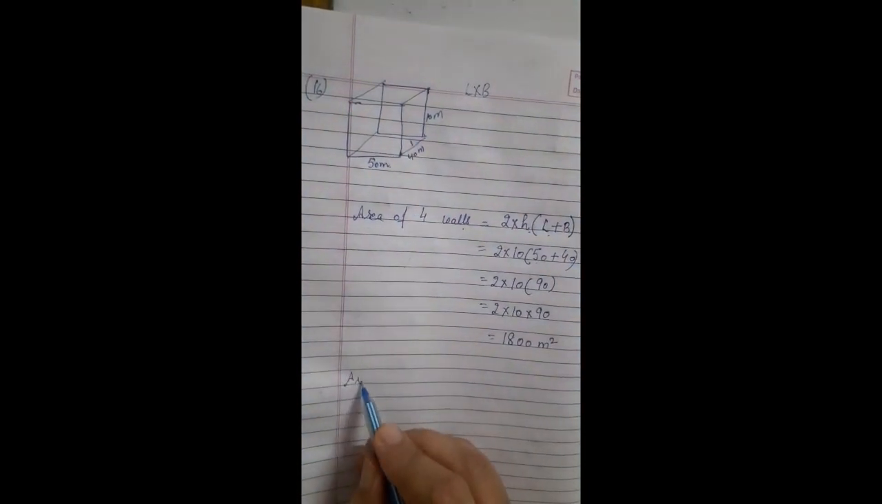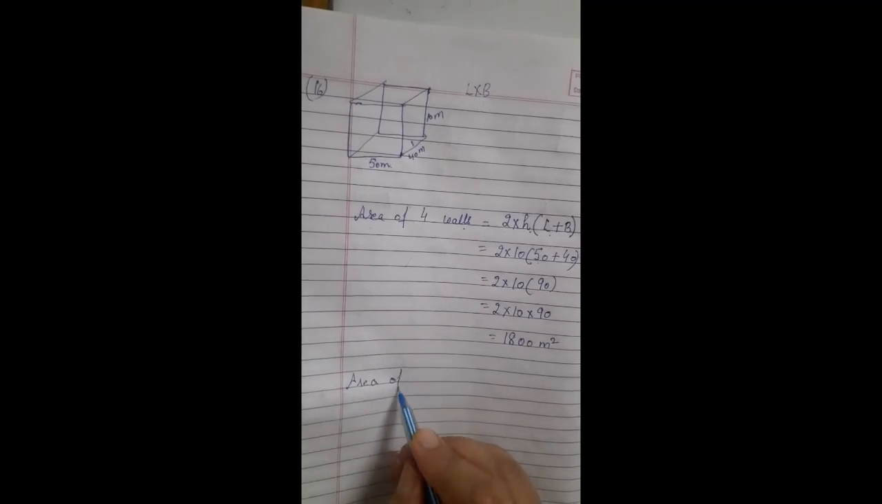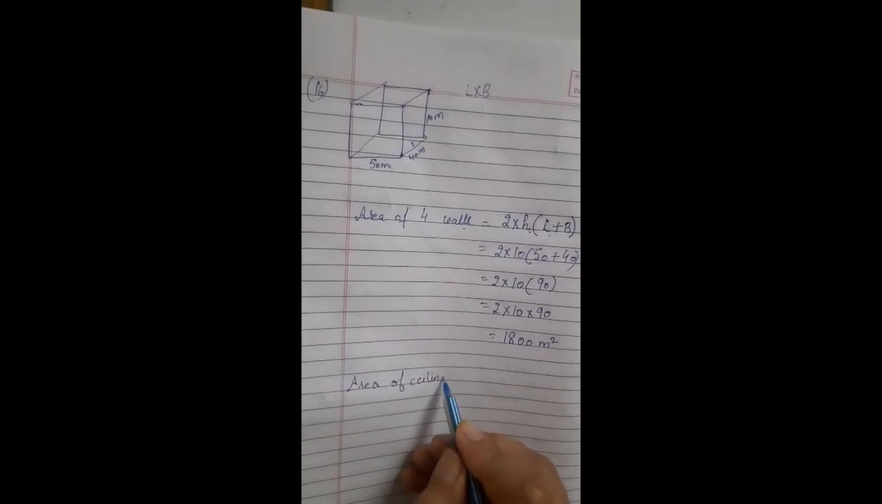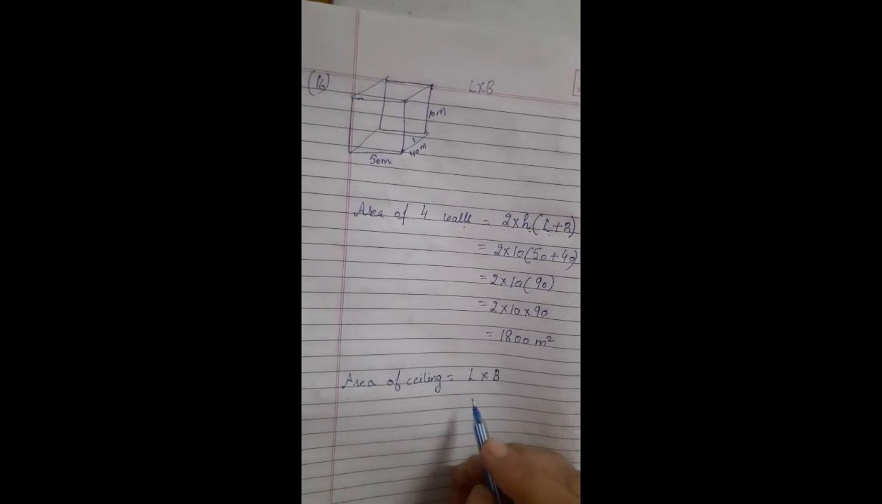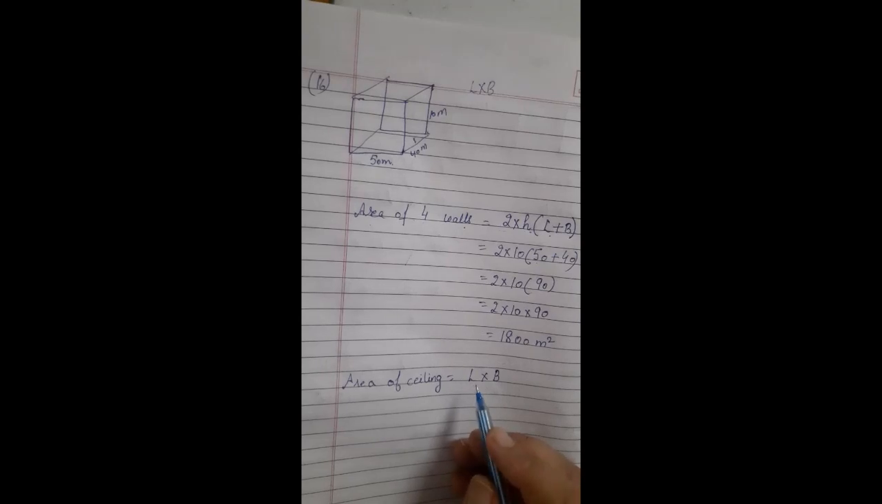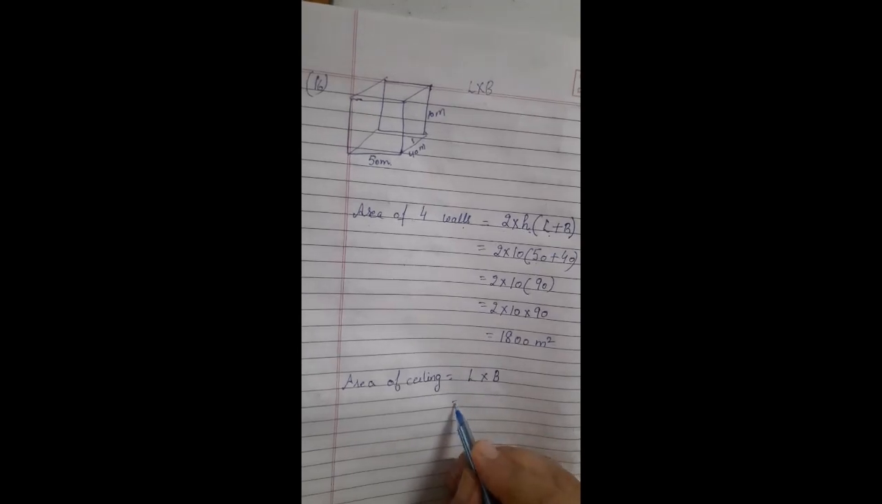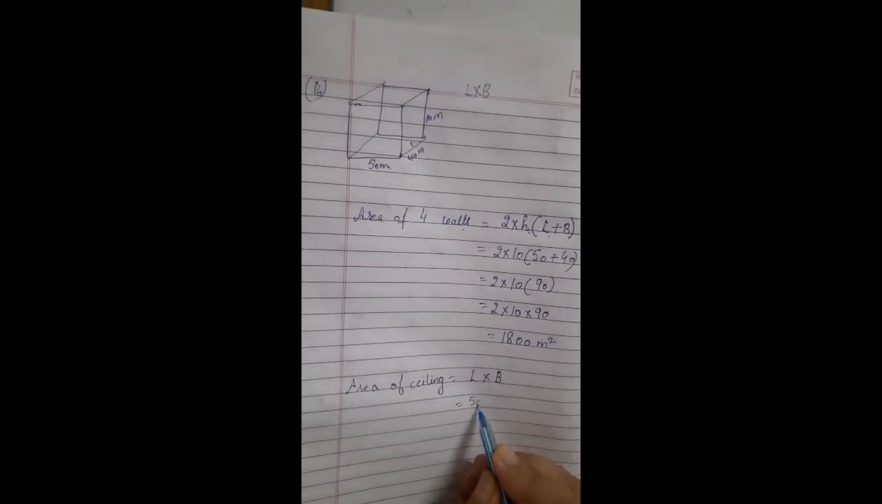Now they are saying that they have to whitewash the ceiling also, and ceiling is what? It is rectangular in shape, means length into breadth. So in order to find the length, the length is given 50. The length at the bottom is the same on top also, and the breadth will also be the same. Breadth is 40. So 5 4s are 2000 meter square.